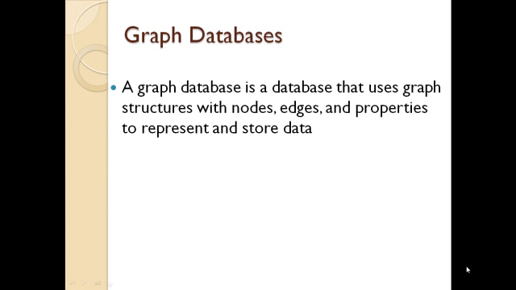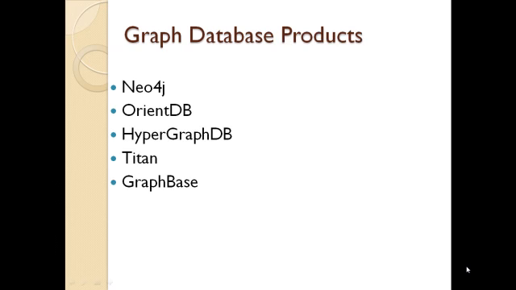Next we will see graph database. A graph database is a database that uses the graph property as well as the graph structure, like nodes and edges, to represent and store the data. Next we'll see the recent products of graph database, that is Neo4j, OrientDB, HyperGraphDB, Titan and GraphBase.